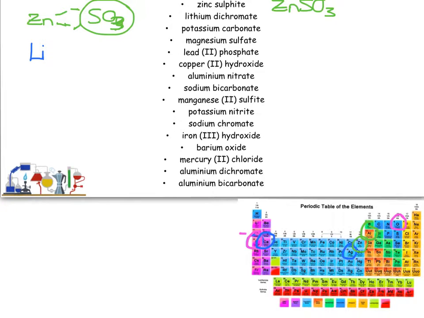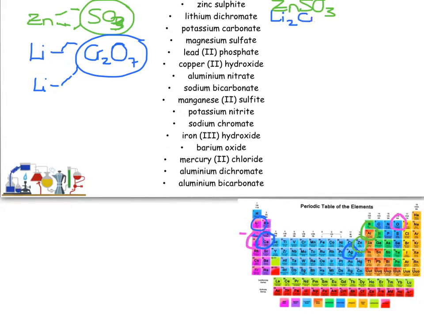Lithium dichromate. Lithium is in group 1, which means it has 1 arm. The dichromate ion is Cr2O7, 2 minus, which means I put it in a circle and give it 2 arms. Hold hands. I need another lithium, hold hands. So it becomes Li2, there are 2 in the picture, Cr2O7. No brackets or anything because there's only one of the polyatomic group.